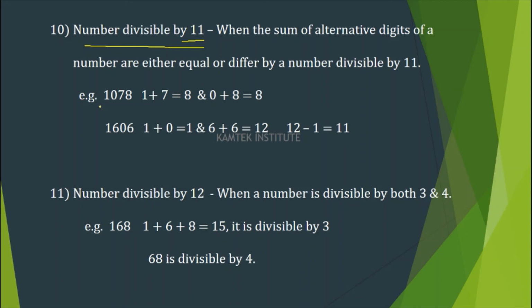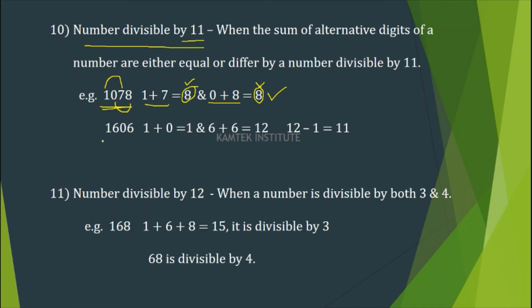We have a number 1078. We're going to add the alternate numbers, that is 1 plus 7. Now 1 plus 7 is 8. We'll also add 0 and 8 over here, and 0 plus 8 is again 8. Since these two numbers are equal, both are 8, that means this number will be divisible by 11. 1078 is divisible by 11.